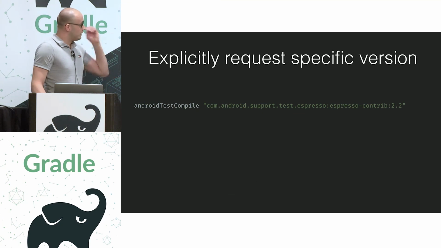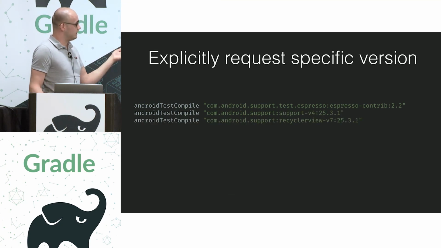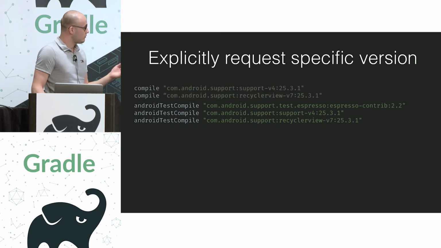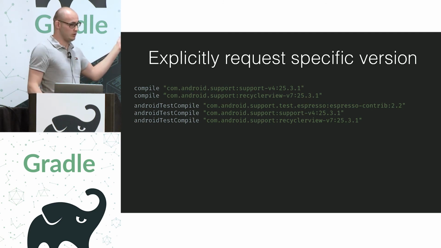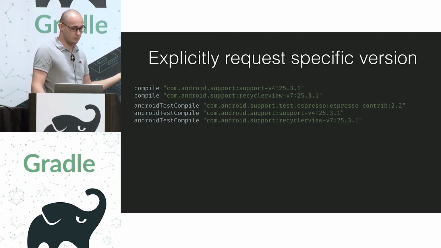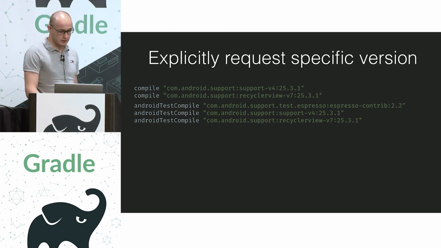So what we can do is explicitly request the proper version of recycler view and support library for Android test compile. And this must be the same version as for compile. And now Gradle resolution will work because this is the same configuration, and it will choose the most recent one. It's also a bit more explicit as to what exactly we want to force, which exact version we want to force, but with some repetition, we need to say recycler view again, support view again, and whatever.